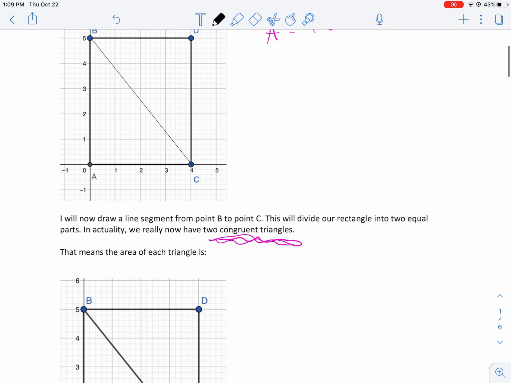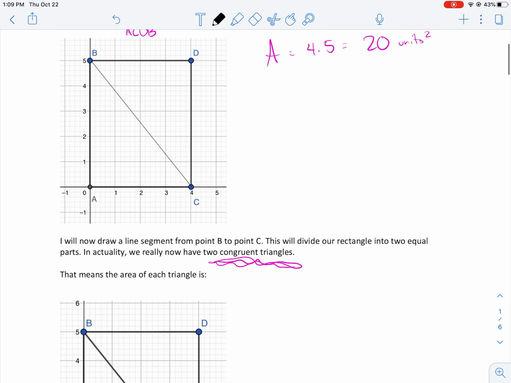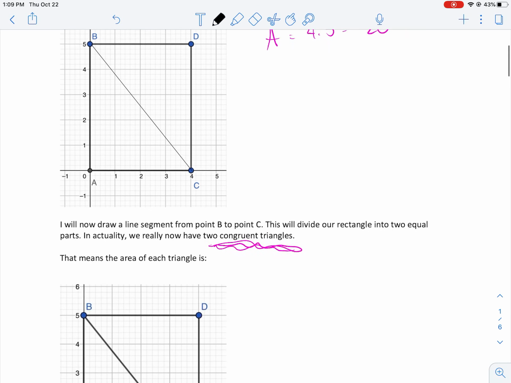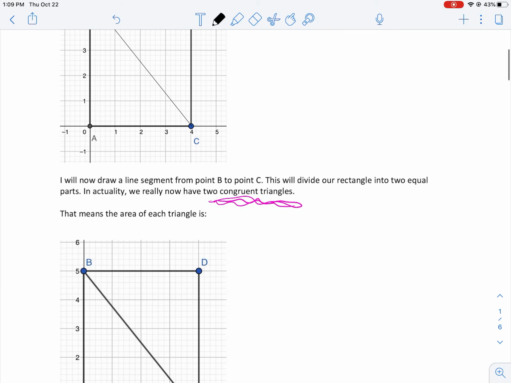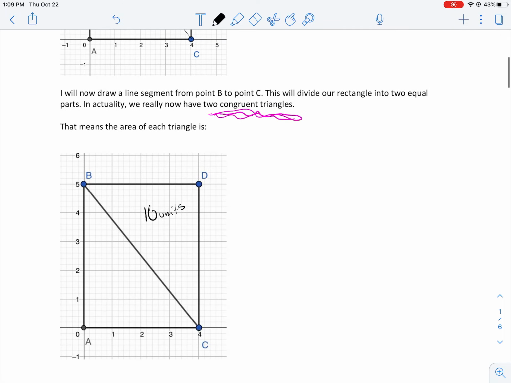Now that means the area for each triangle. If this was originally 20 for the whole piece, and I just divide it into 2 equal parts, that means this area, not 20, is 10 units squared, and this one is 10 units squared. Add those together, and we still get 20 square units, which is what our original area was.